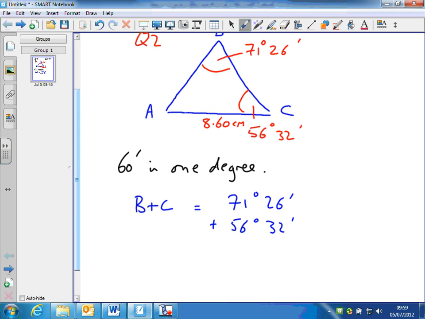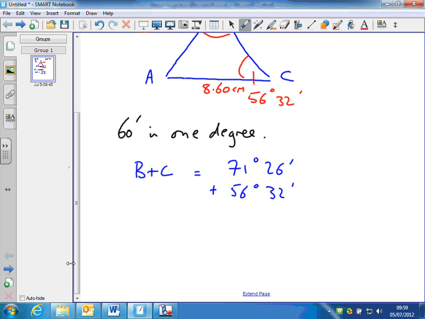Now, what we would do is add the minutes first. So 32 plus 26 is 58. So this gives us 58 minutes, which is not more than 1 degree, so we don't need to go beyond the 60. And then we add the angles up and we get 6 plus 1 is 7, 7 plus 5 is 12. So 127 degrees, 58 minutes.